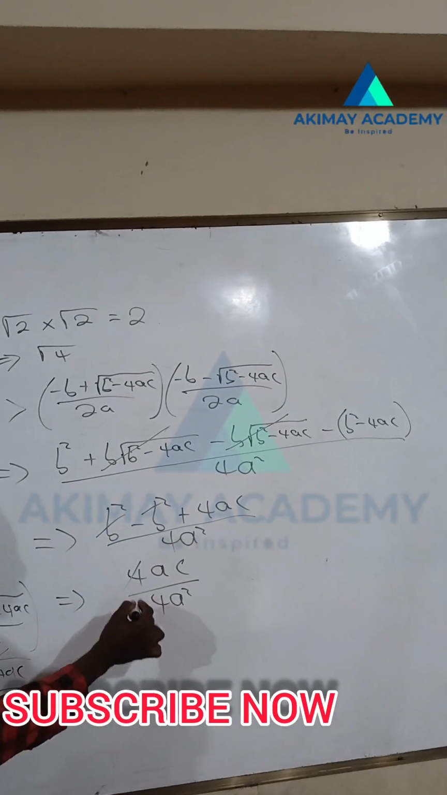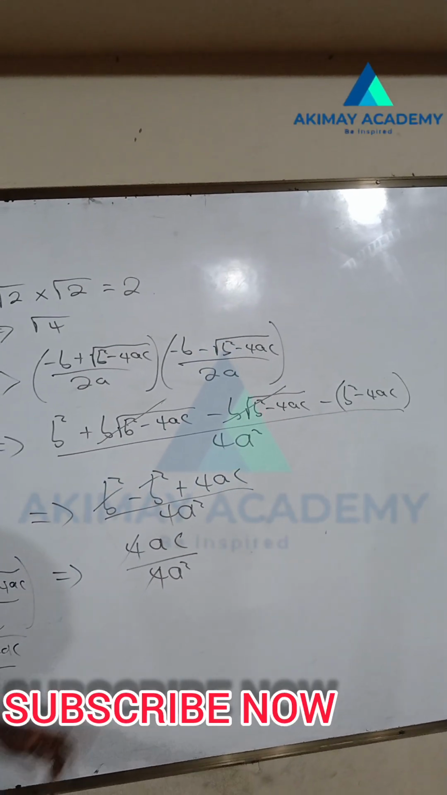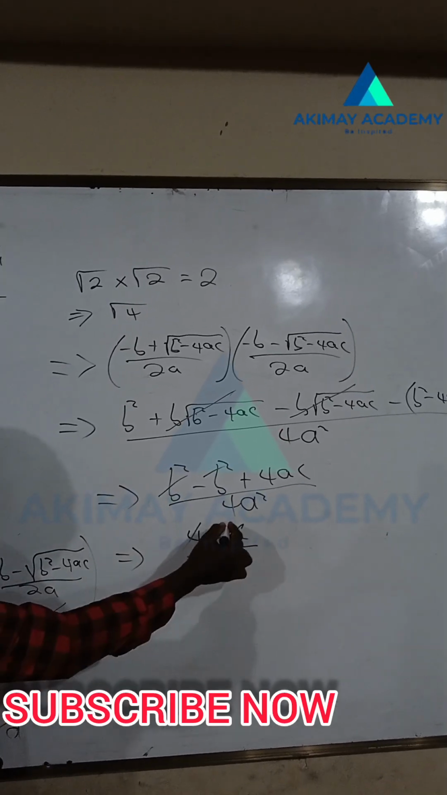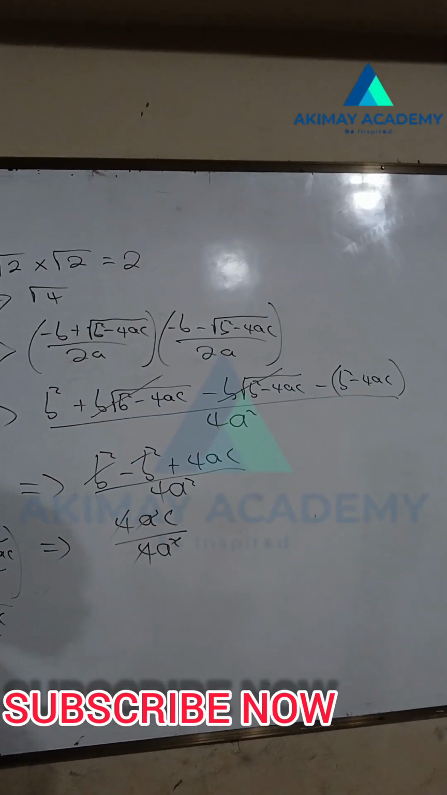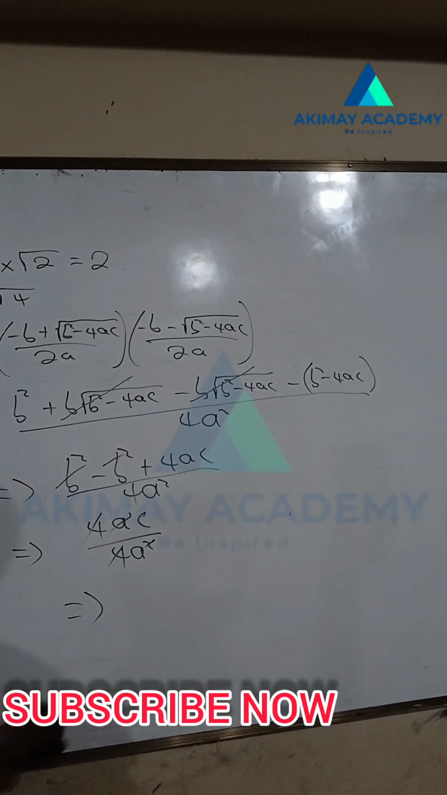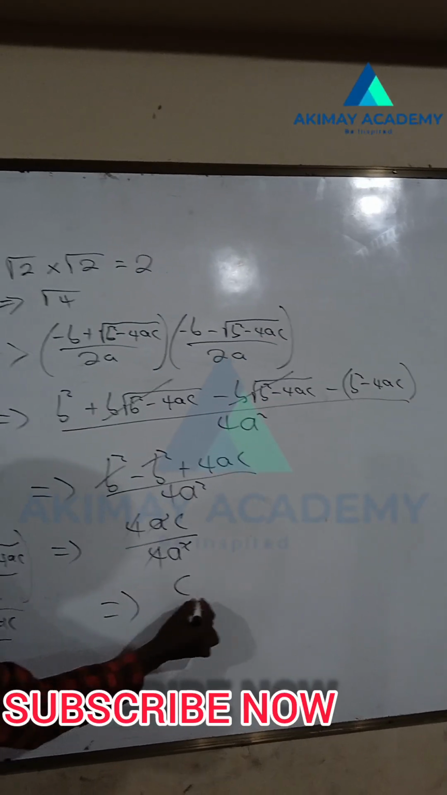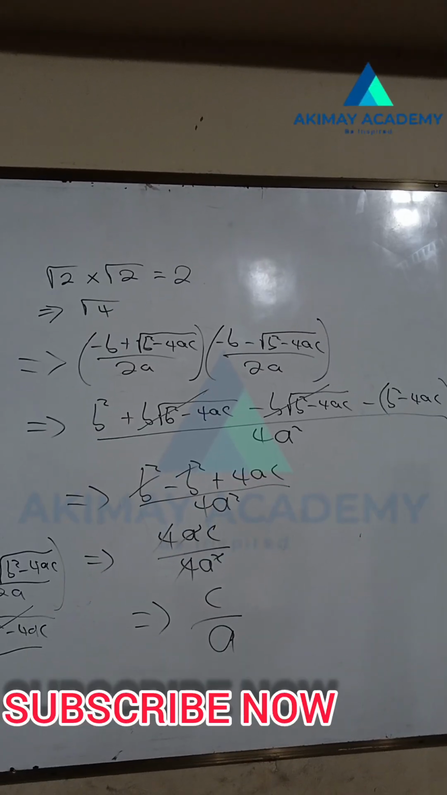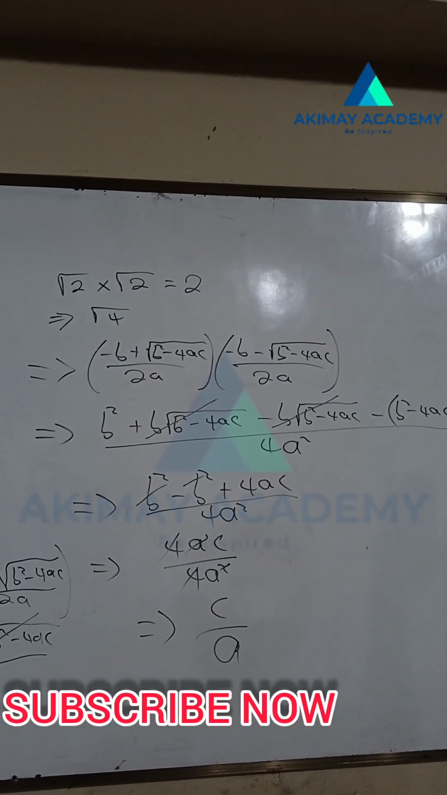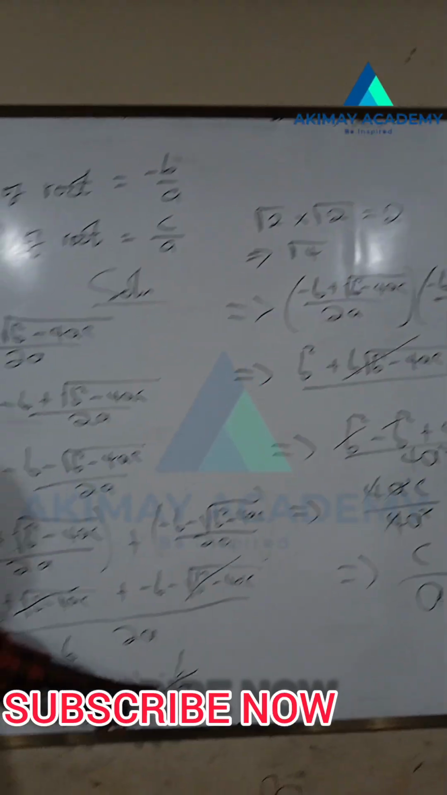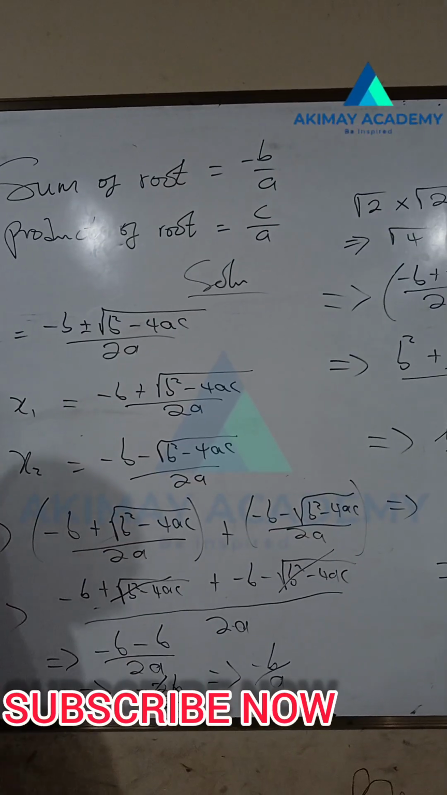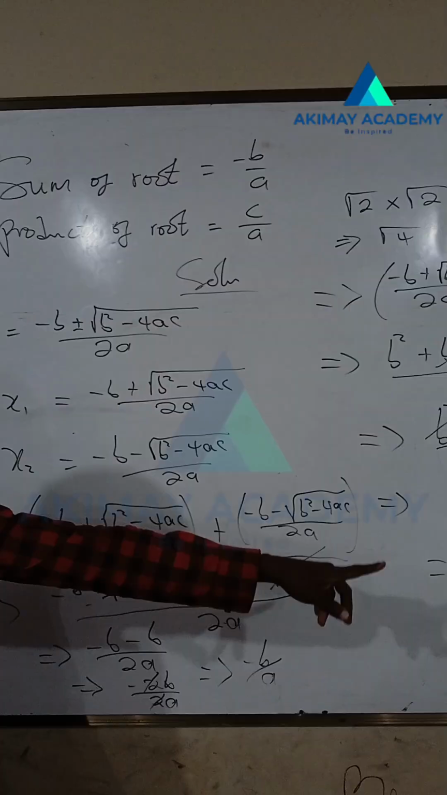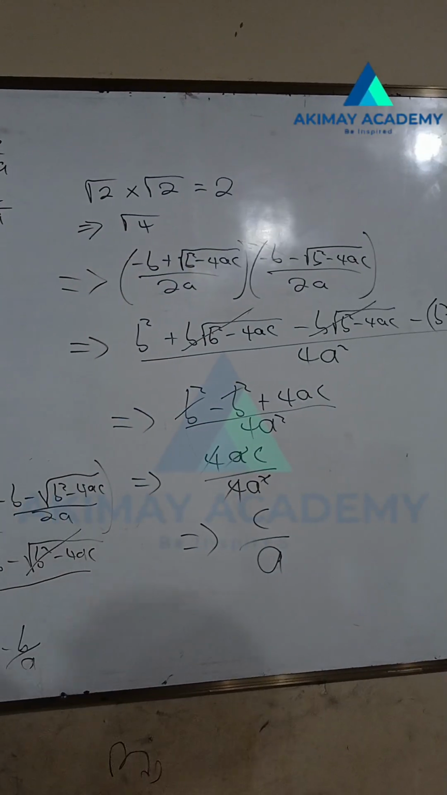Now this 4 will cancel this 4. There's one a here and there are 2 a's, so this a will cancel one of the a's over here. At the end of the day, we are going to have c out of a. And this is the product of roots. So this is the reason why we have the sum of roots to be negative b out of a, and the product of roots to be c out of a. Good.